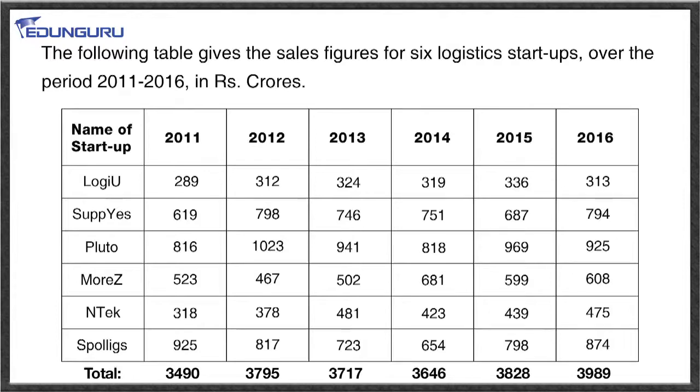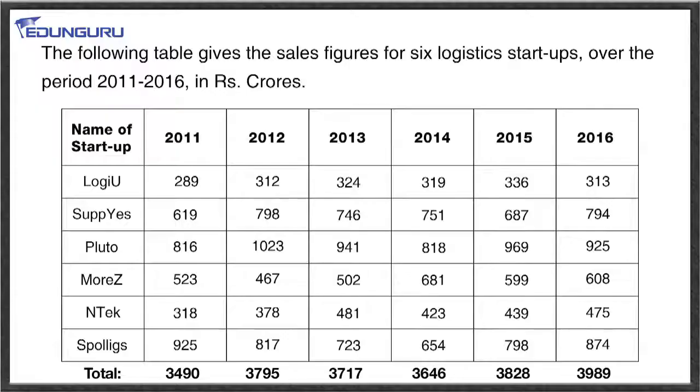3989. Now that we've got a total sales figure, we need to compute which year had the highest percentage growth. But looking at the figures, you can see a major growth happened only in 2011 to 12, where there was an increase of almost 305, or more than 300, which is how much percent? 3795 divided by 3490, that is 8.74%. So in 2011 to 2012, there was an 8.74 percentage growth.